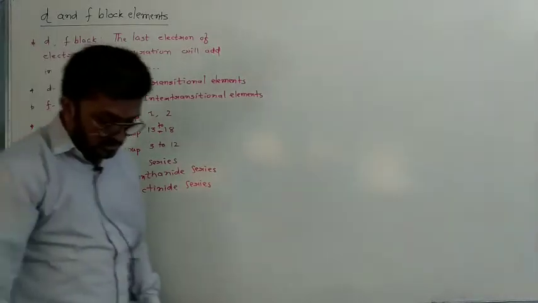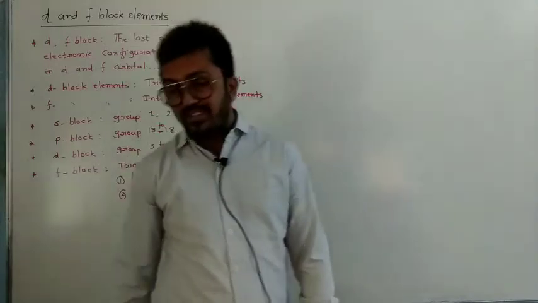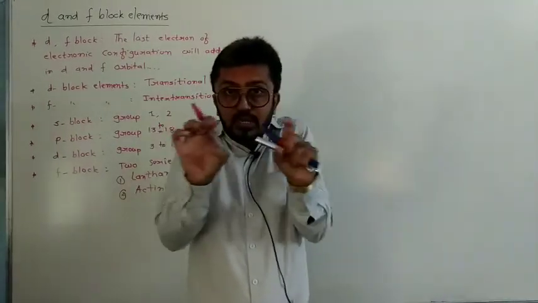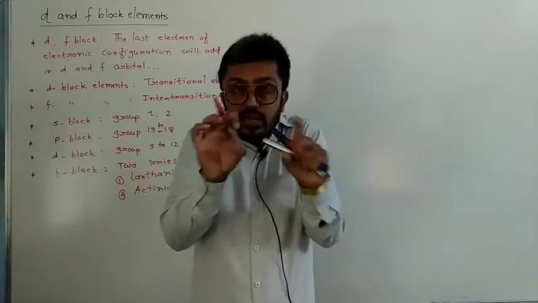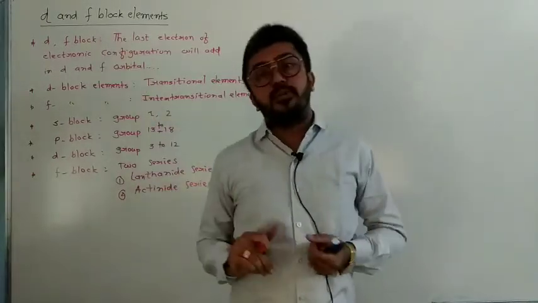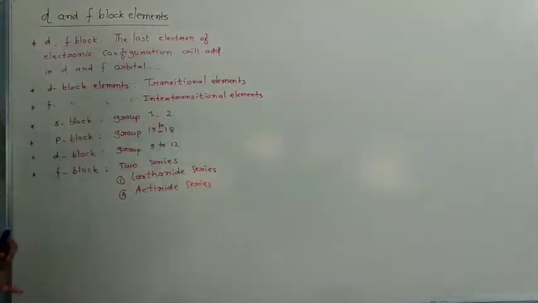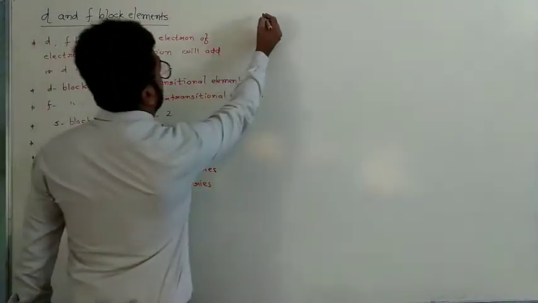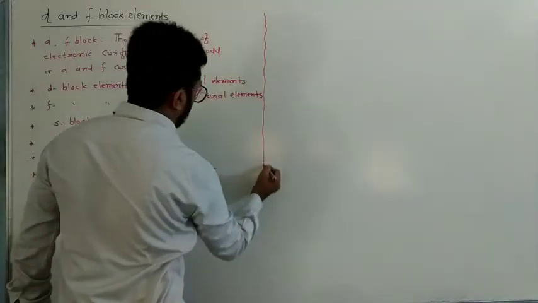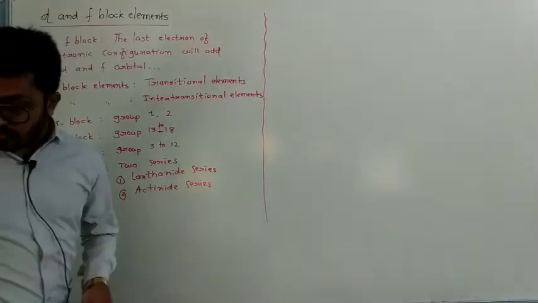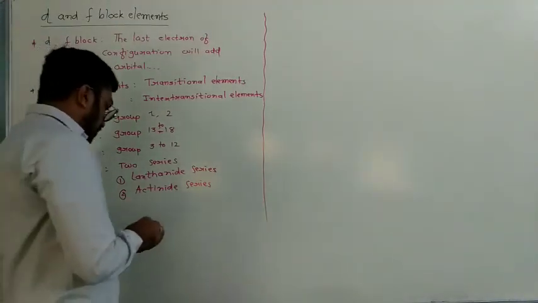I think students you all know that at the bottom of the periodic table two horizontal lines come, one is the lanthanide series and the other is the actinide series. So lanthanide and actinide, 2 types of series in F block. Okay. So next important point, these are the general discussion of D and F block. Now we will go to a further important point.